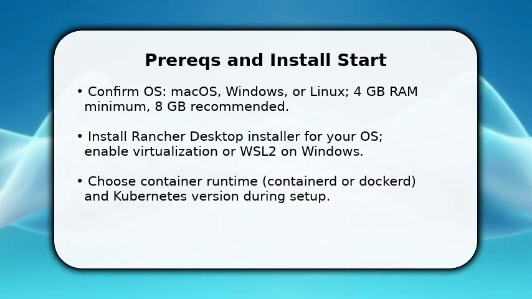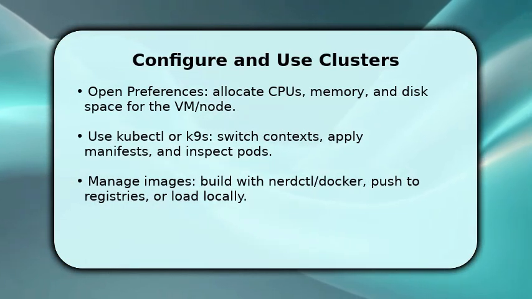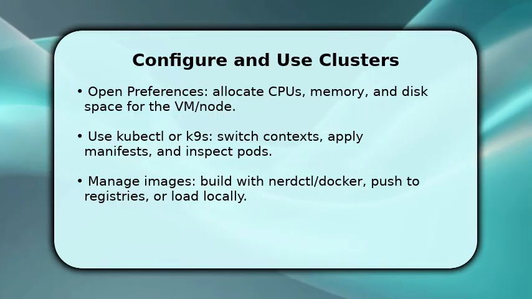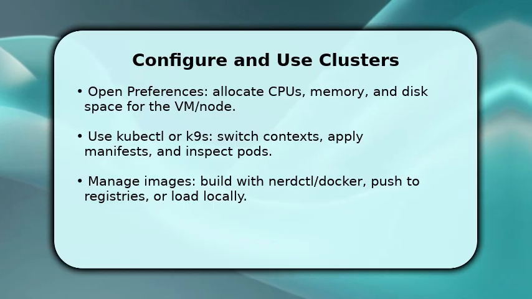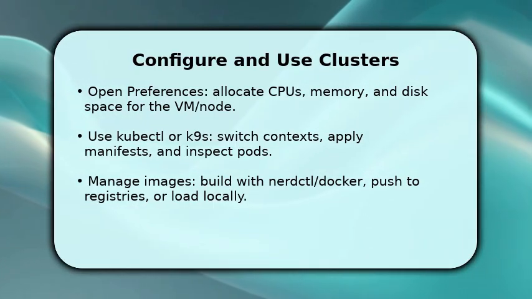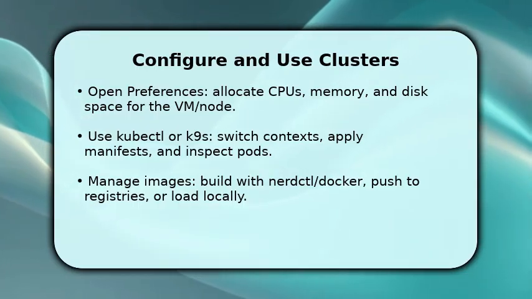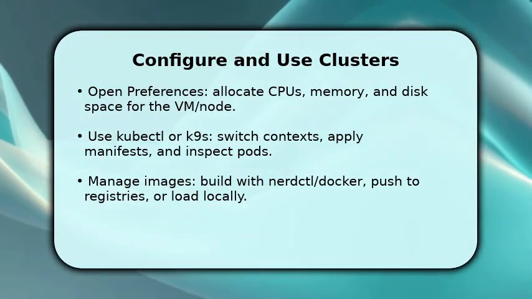You now configure resources and workflows inside Rancher Desktop. First, open Preferences and set CPUs, memory, and disk so Kubernetes and containers run smoothly. Apply changes and wait for reprovision. Next, use the embedded kubectl context. Confirm kubectl points to the Rancher Desktop cluster, then apply manifests and watch pods start.